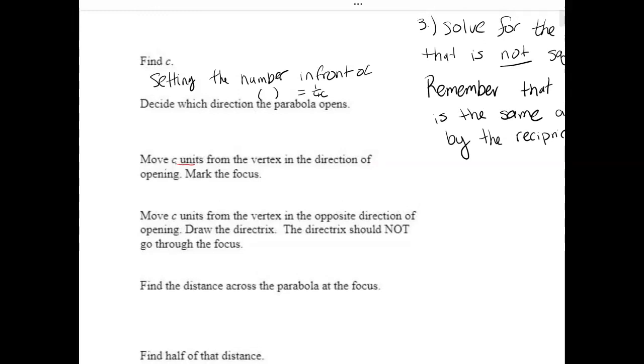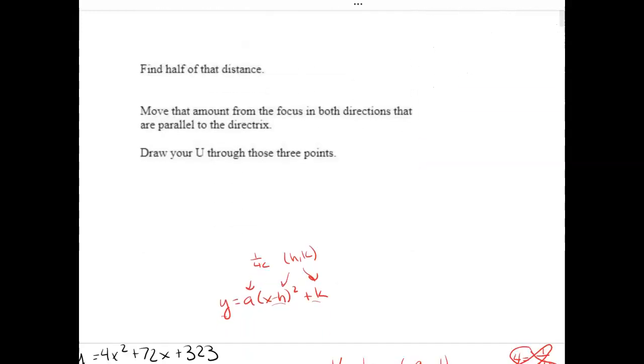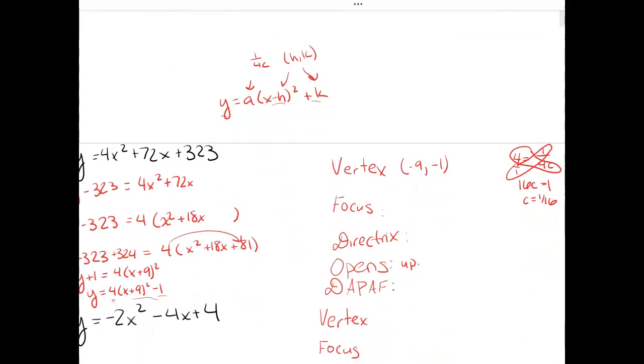Since my parabola opens up, I'm going to use C, and I'm going to move C units from the vertex in the direction of the opening, and we're going to at least label the focus in this particular case. So moving towards the opening would actually be moving towards the x-axis. In this case, I'm going to be going 1/16 closer to the x-axis, so my focus is actually going to be -9, -15/16.